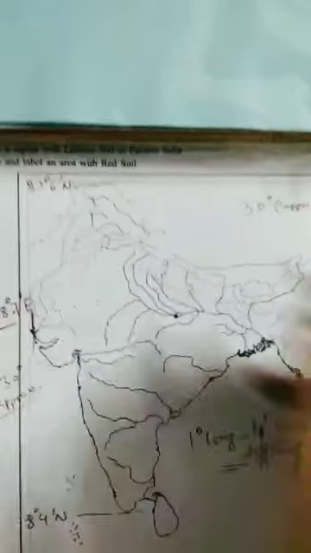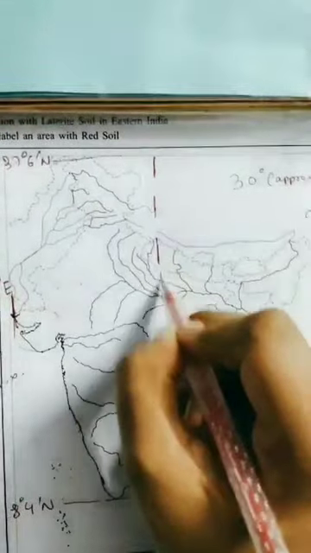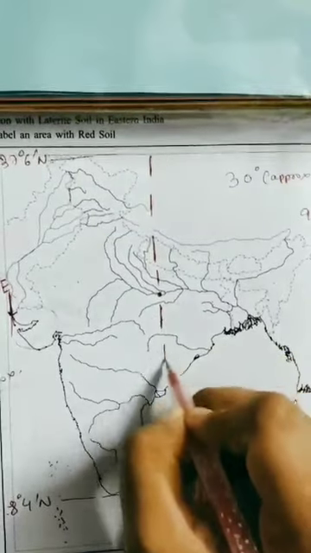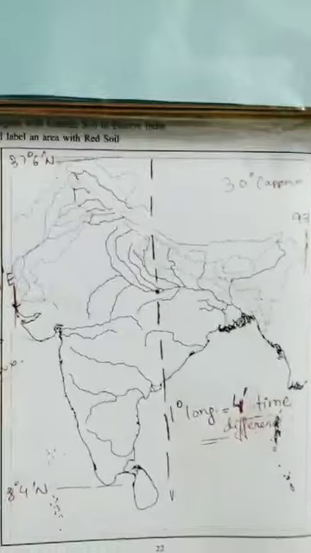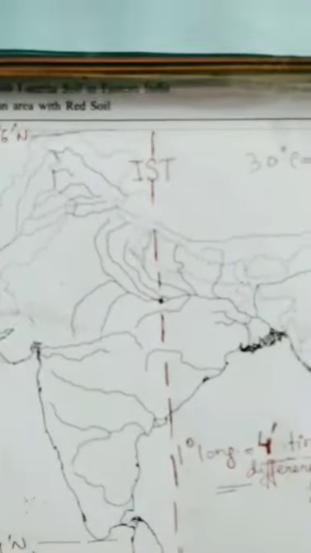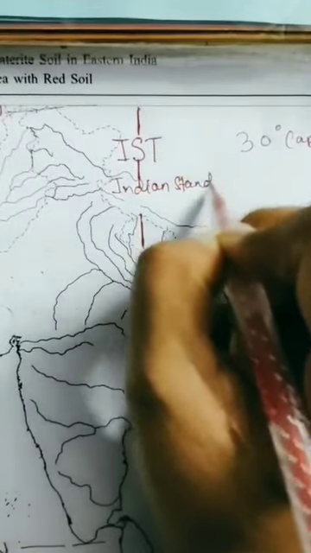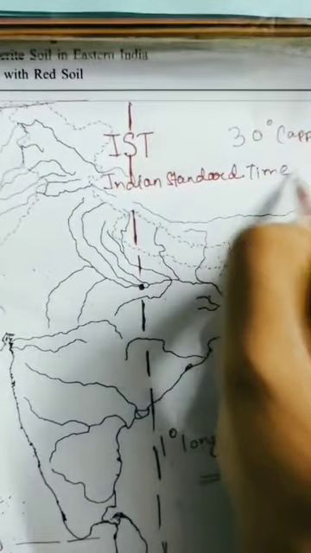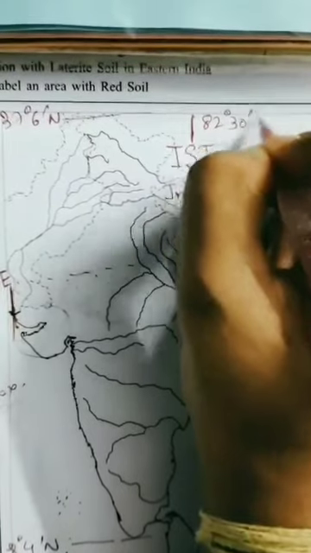One standard time is selected for the country, along a longitudinal line which almost passes through the center of the country. Not exactly central, but we can consider it the central point, right? This longitudinal line is known as IST, meaning Indian Standard Time. How much is the longitude? As here it was 68 degrees and keeps increasing, this is 82 degrees 30 minutes east.